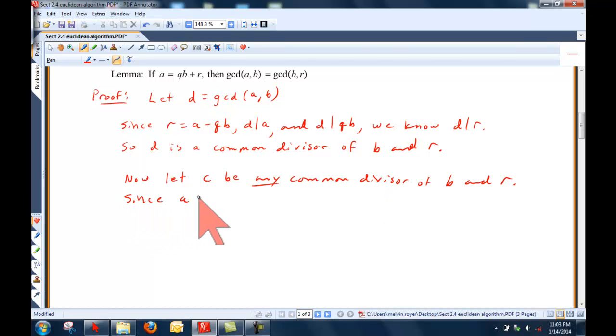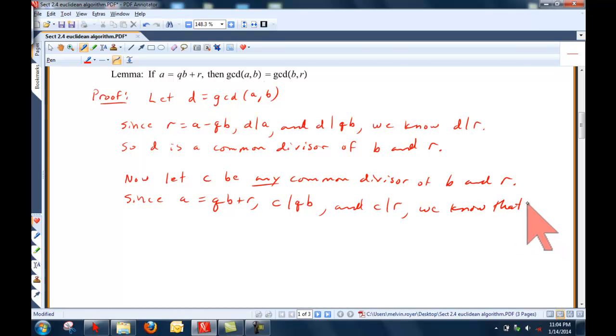Since A equals QB plus R, we know that. We know that C divides QB because C already divides B, and C divides R because it's a common divisor. So we know that C divides A. I know that C divides each term here on the right, and so C divides A.